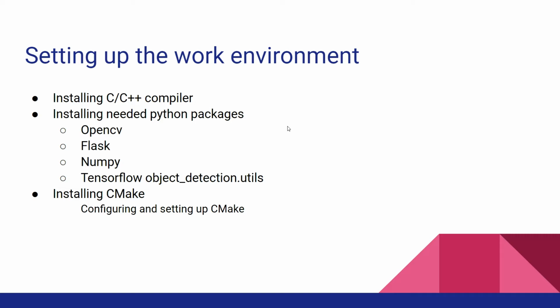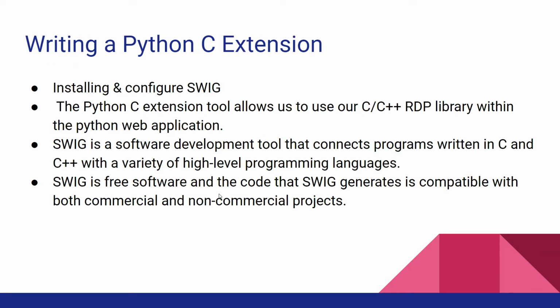Setting up the work environment consisted of installing the C++ compiler, installing needed Python packages, some being OpenCV, Flask, NumPy, TensorFlow, object detection utilities, and installing CMake. Writing a Python C extension, we needed to install and configure Swig. The C extension tool allows us to use our C and C++ RDP library within the Python web application.